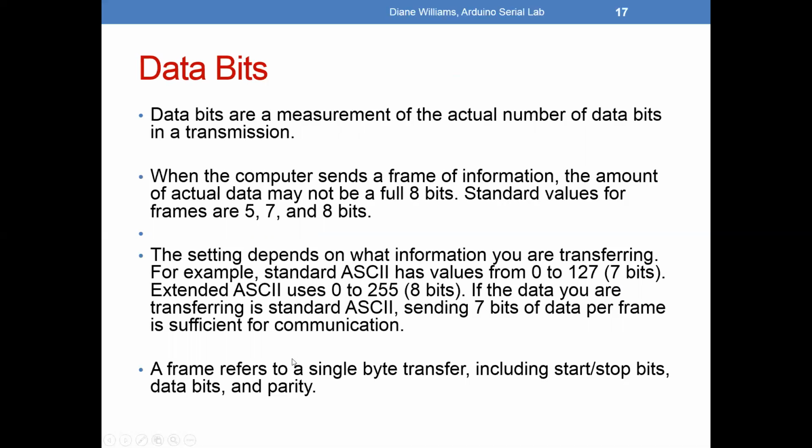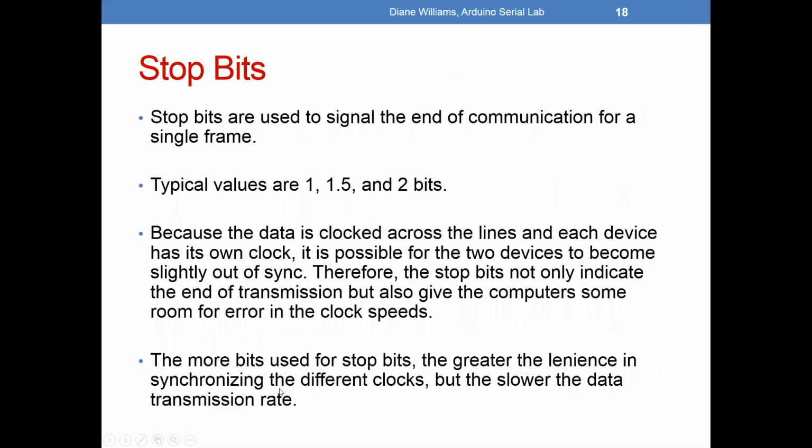And when we talk about a frame, typically when we transmit information, we transmit a frame of data, or a single byte. That frame will include start and stop bits, data bits, and parity bits. Typical values for stop bits are 1, 1.5, and 2 bits. Stop bits are used to indicate the end of communication for a single frame of data. That's why it's called a stop bit.